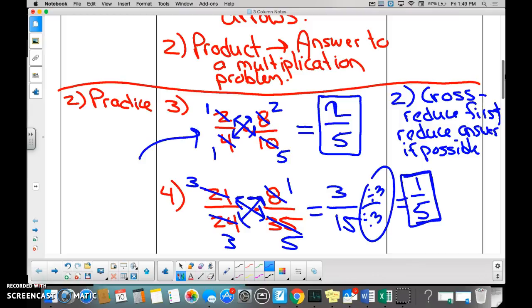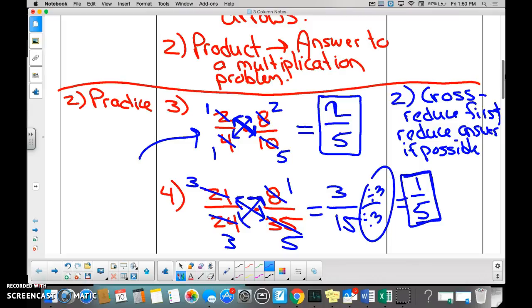Y'all drew an arrow? Or you checked to see if 2 and 10 could be reduced. Can 2 and 10 be reduced? Zeke, can 2 and 10 be reduced? Yes. What goes into 2 and 10? What number do 2 and 10 divide by evenly?